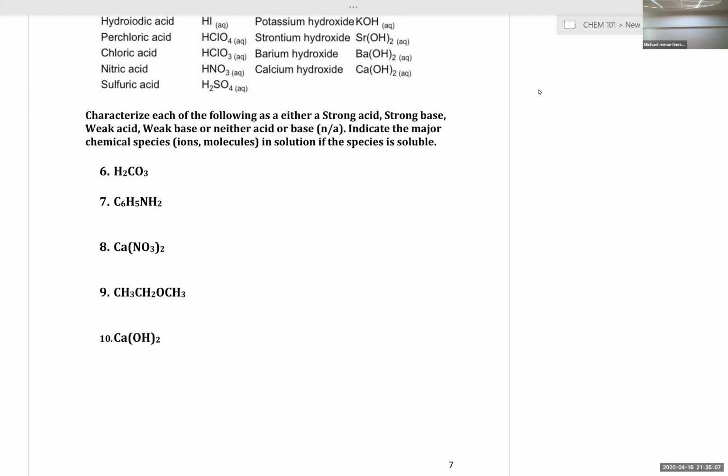So let's spend about 3 to 4 minutes on this problem, and let's assign each of these compounds as strong acids, strong bases, weak acids, weak bases, or neither. And let's try to indicate the major chemical species in the solution. So let's work on that for a few minutes. Don't be shy to send me a message in the chat with your proposed response or any questions so I can provide feedback.